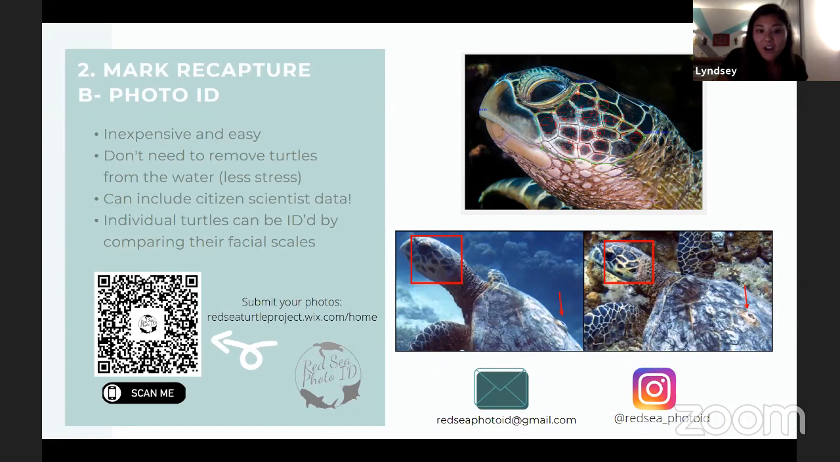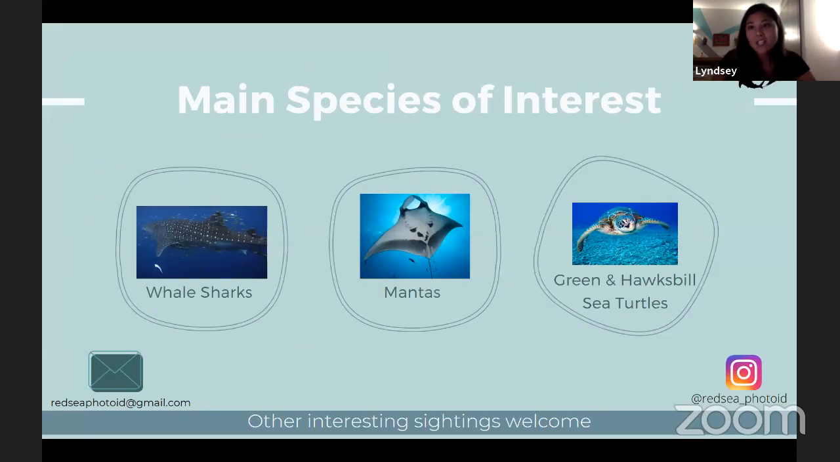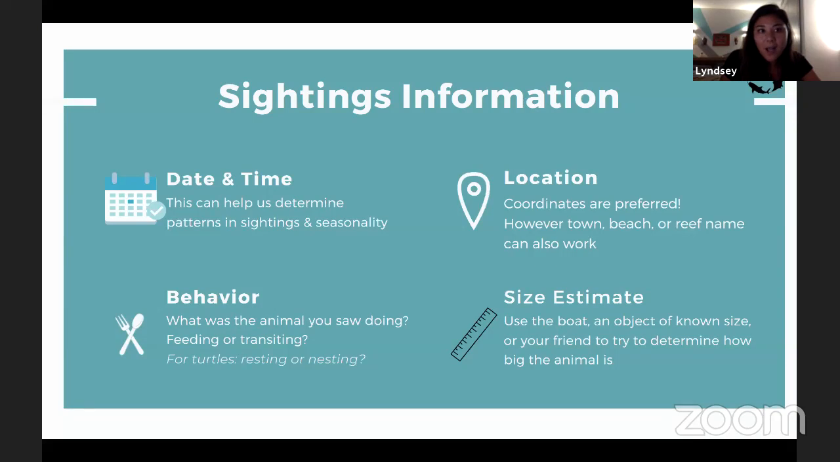So as I mentioned, there are several species that we can learn about from photo ID. In addition to turtles, there's also whale sharks and manta rays. For all three of these species, we do need some information from you guys. For example, we would love to get as accurate as possible the time and date of these sightings, which can help us determine the seasonality and when and where these species were.